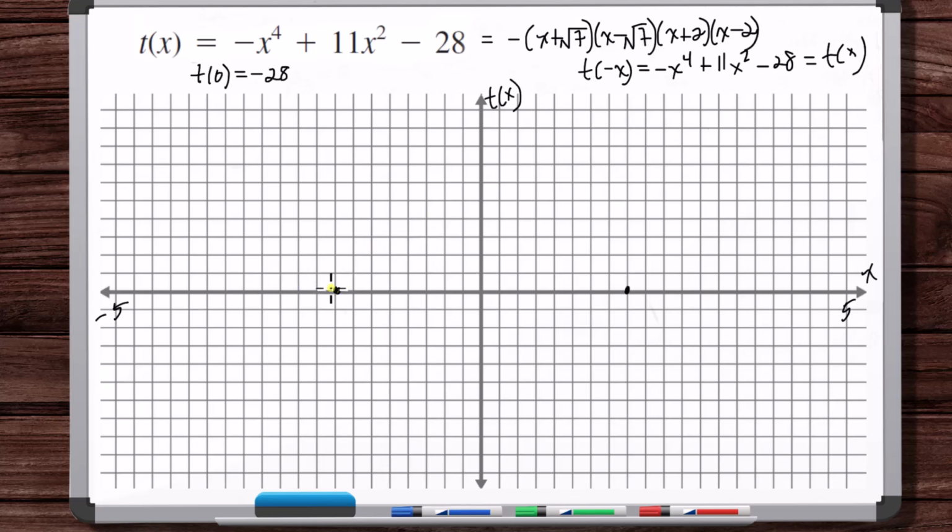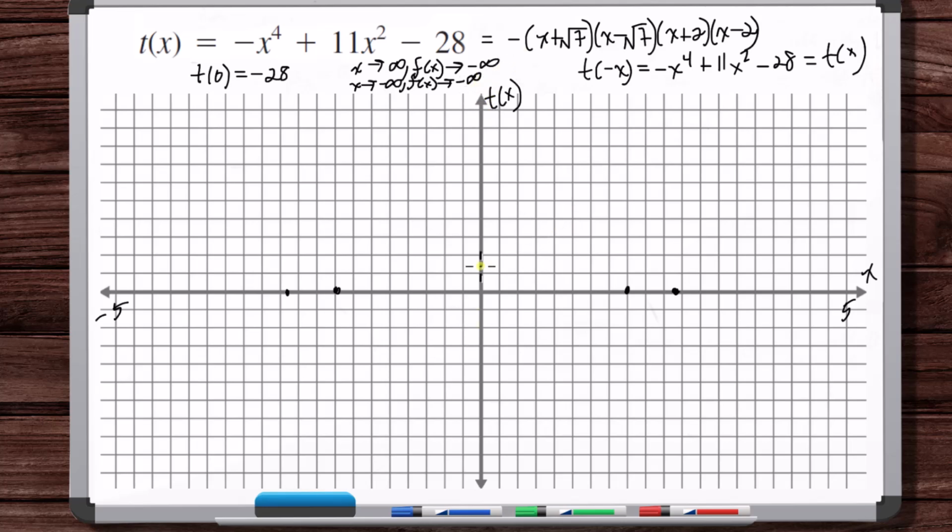So 0.25, 0.5, 0.7, so about right in here. 0.25, 0.5, so about right there. Okay. Now, let's look at the endpoints. As x approaches infinity, f of x approaches x to the even power with a negative coefficient. So this is going to be negative infinity, and then as x approaches negative infinity, f of x will also go to negative infinity.